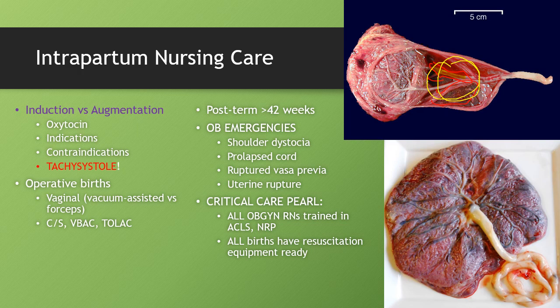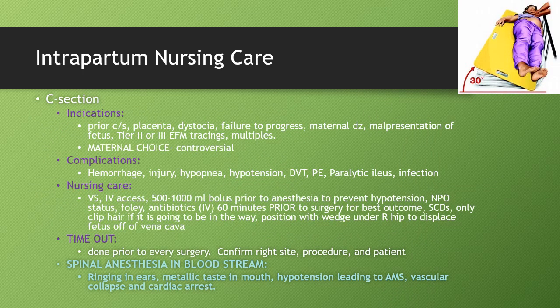All OBGYN nurses must be trained in resuscitation, both ACLS, which is advanced cardiac life support, so that's adult, and then NRP, which is neonatal resuscitation, and that's for the newborns. Resuscitation equipment must be available at every single birth. It's too late to go get it when you need it, so always bring everything you could possibly need in with you and then take it out when you don't need it. You can anticipate but never 100% predict complications, so it's important to make sure you have everything ready and with you in case.